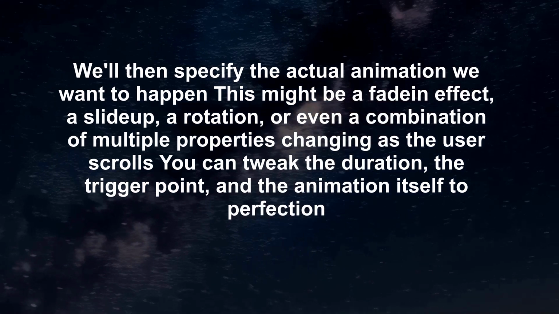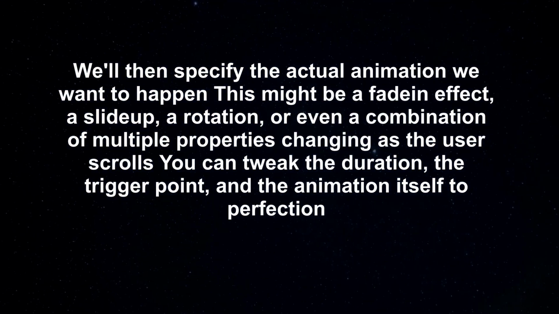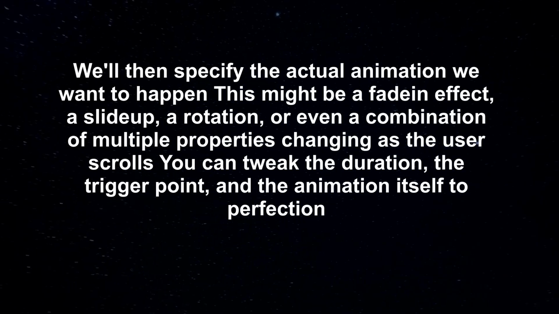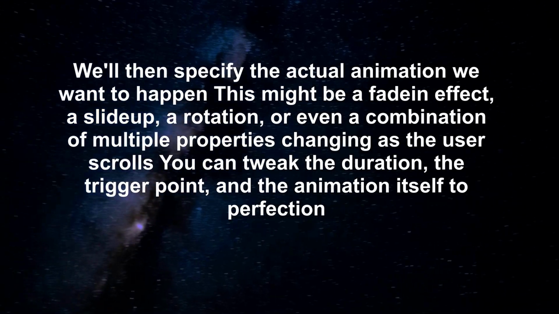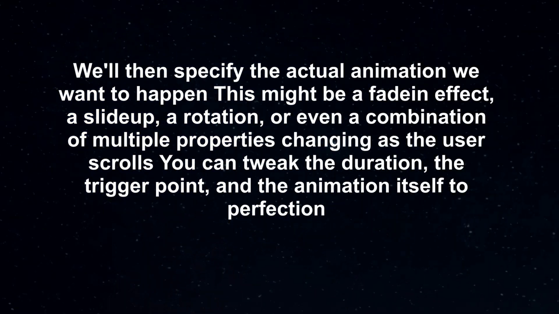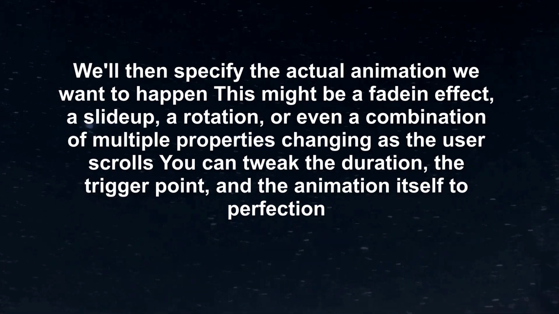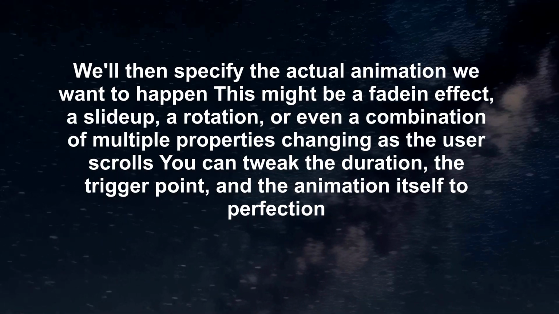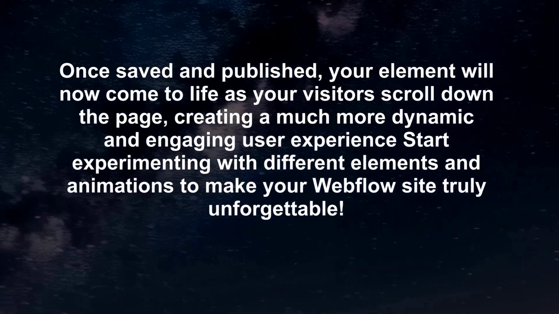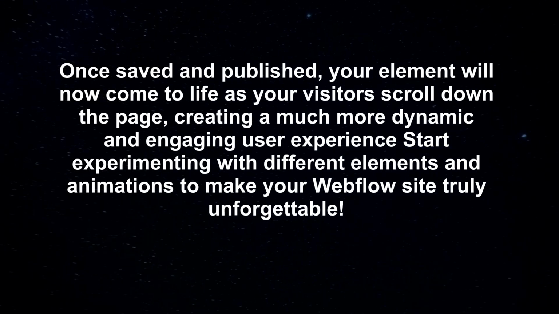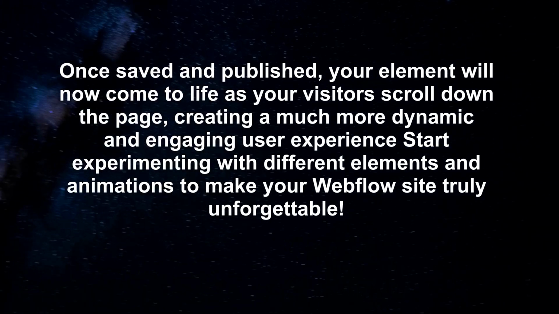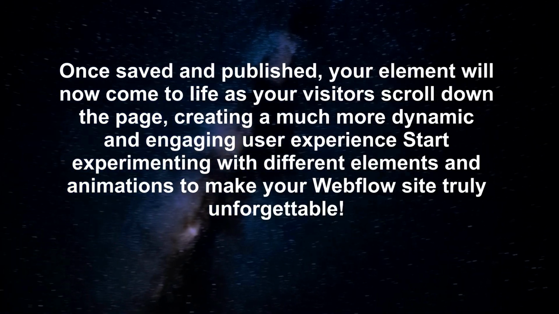We'll then specify the actual animation we want to happen. This might be a fading effect, a slide up, a rotation, or even a combination of multiple properties changing. As the user scrolls, you can tweak the duration, the trigger point, and the animation itself to perfection. Once saved and published, your element will now come to life as your visitors scroll down the page, creating a much more dynamic and engaging user experience.